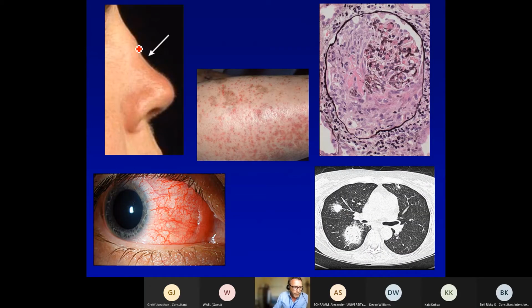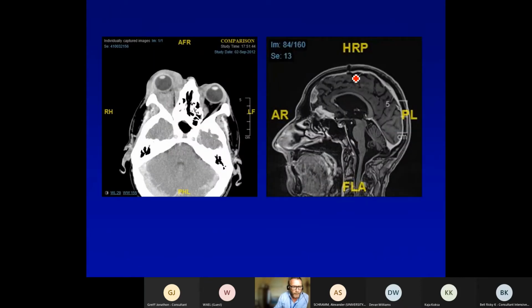So this is the classic nasal presentation of somebody with advanced GPA, showing the effects of destructive cartilage disease, showing saddle deformity of the nose. This is collapse of the nasal cartilage. This is somebody with episcleritis, the cutaneous skin rash, lung infiltrates, nodules on CT of the chest. And this is the pathological change you see on a kidney biopsy, and I'll come back to that in a moment. This just shows images from a couple of our patients.